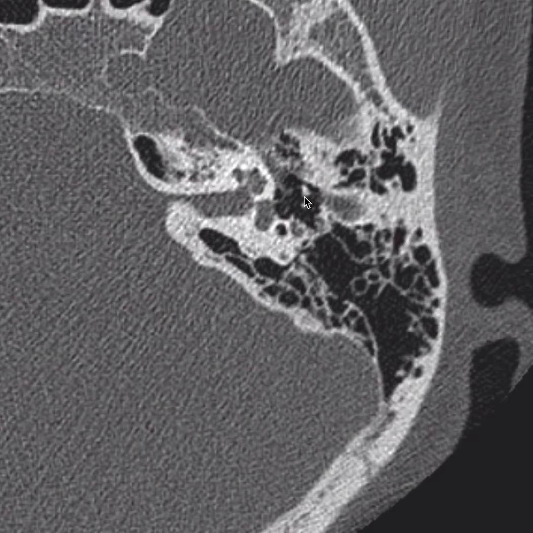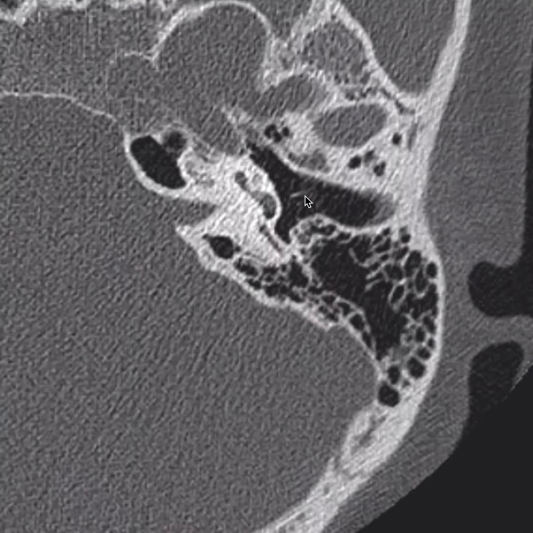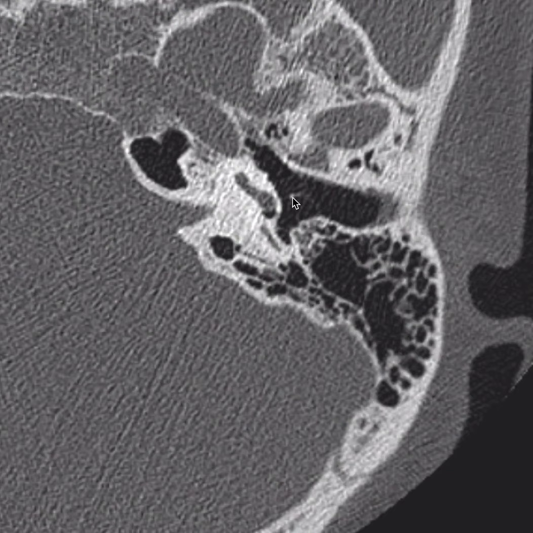If I scroll further inferiorly, I'm going to be at the level of the manubrium, which is here, and it articulates with the tympanic membrane, and way down here is the umbo of the malleus.